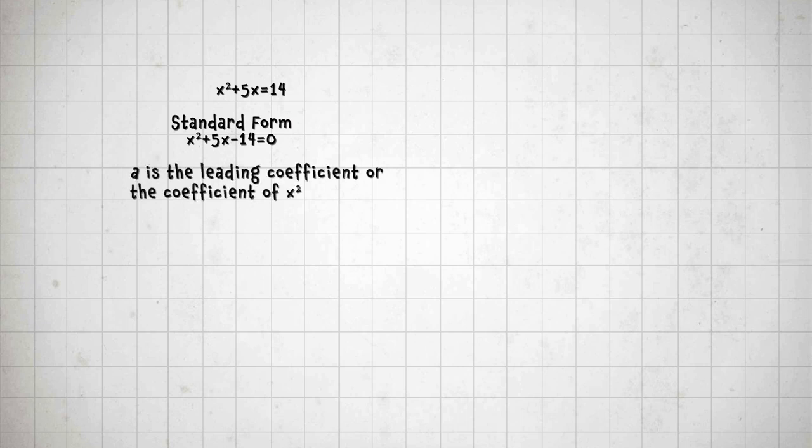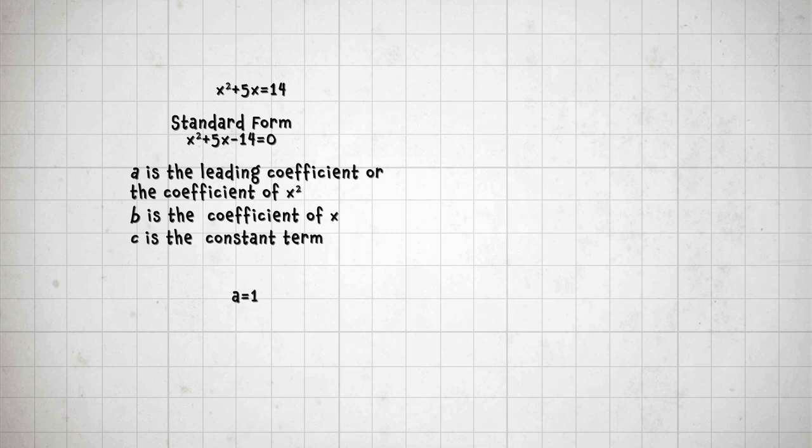Here is our first example. X squared plus 5x equals 14. First, we have to write it in standard form. Second, we identify the values of a, b, and c. A, remember, is the leading coefficient or the coefficient of x squared. B is the coefficient of x, and c is the constant term. In the example, a is 1, b is 5, and c is negative 14.